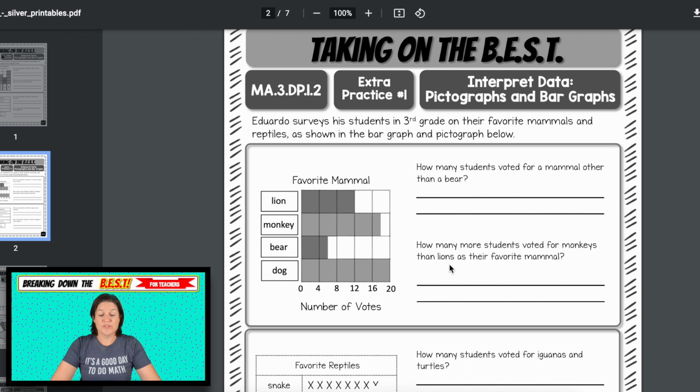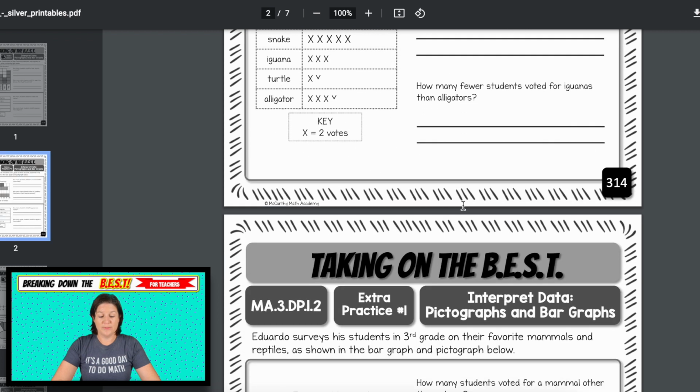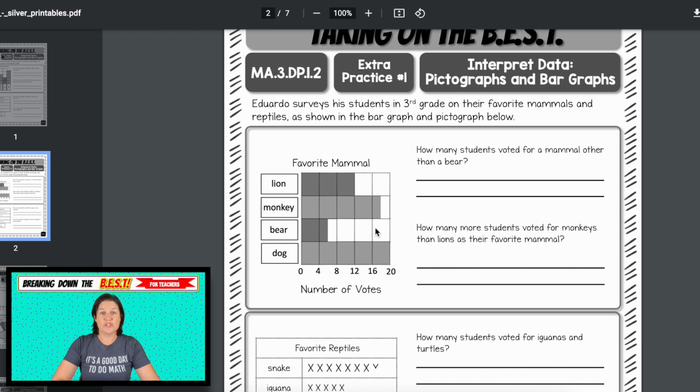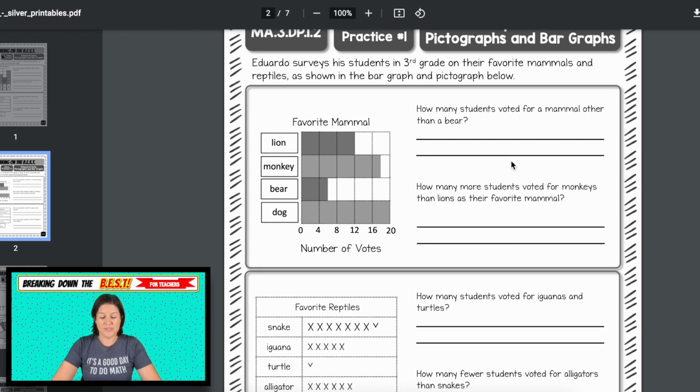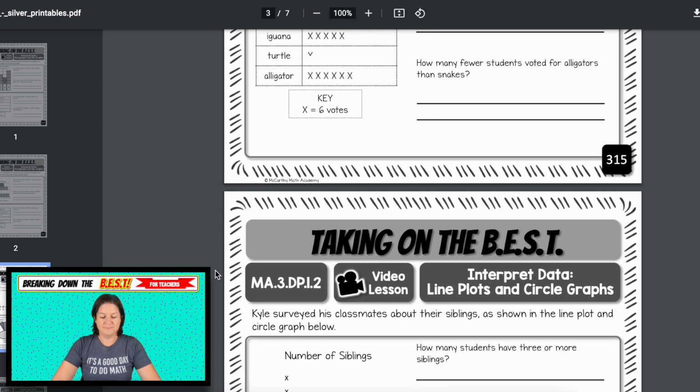After that, students can practice on their own with the extra practice page that looks very similar to what we just did. The values are just a little bit different. You'll notice that the bar graph has shifted to a horizontal bar graph, and we have different questions here. And then for this one, for favorite reptiles, we've changed the key to equal 6 votes. So hopefully they'll notice that. And so half of an x would be 3 votes. And then we have some questions there to answer.